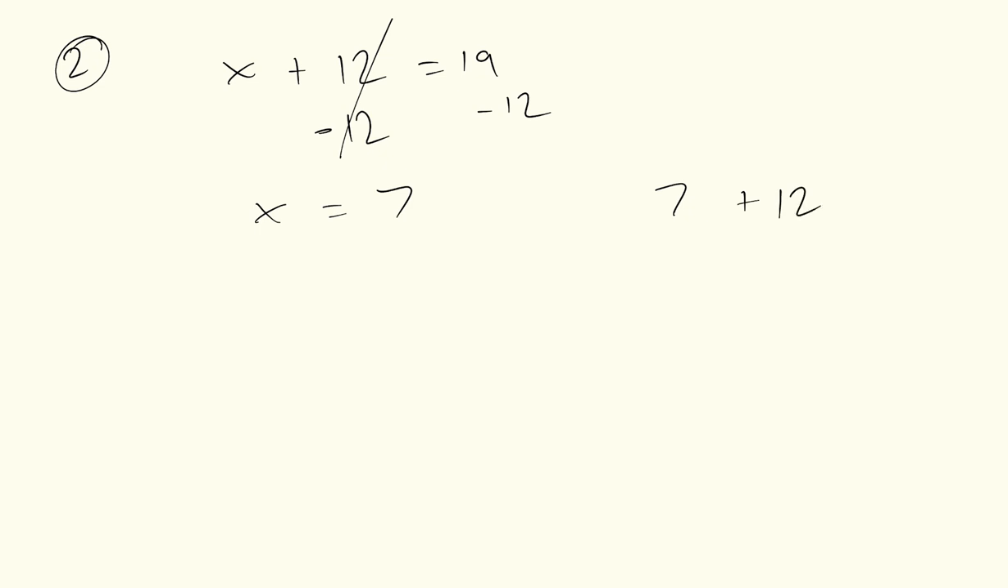Let's go x plus 12 is equal to 19. Now try this on your own before I do it, but if we subtract 12, those will cancel. We can subtract 12 here, and we'll be left with x is equal to 7. And then when we try to check, 7 plus 12 is in fact equal to 19.